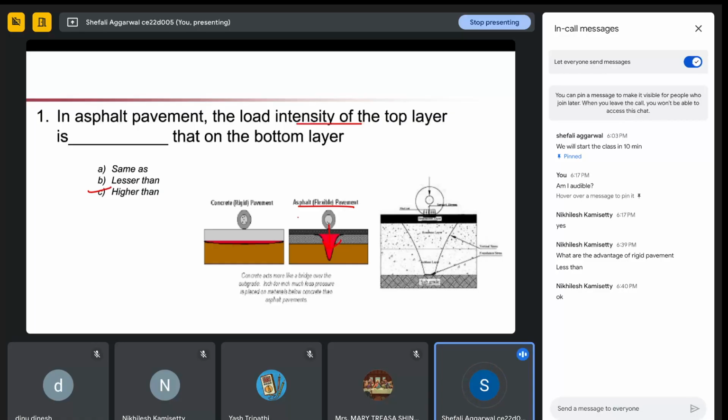So load distribution in case of asphalt pavement will be from higher to lower. In case of concrete pavement, your base or sub base will be made of aggregates and soil, so the load distribution will be more uniform. Whereas in flexible pavement, your top layer will carry maximum load and the next layer less. So that's why the intensity of the top layer will be more than that of the bottom layer.